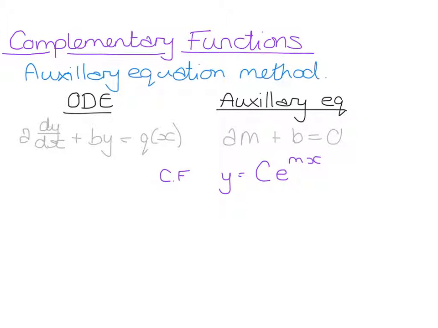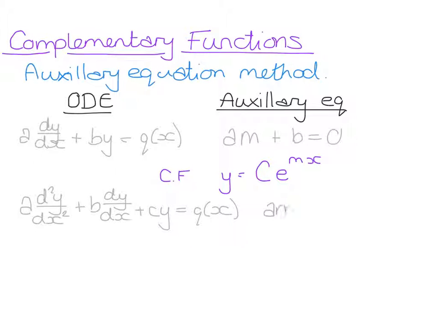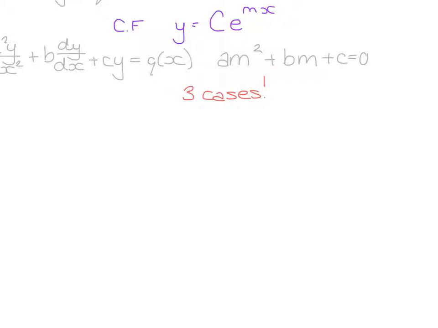Moving on to a second order ODE. For an ODE of the form a times d2y by dx squared plus b times dy by dx plus cy equals q of x, we have the auxiliary equation am squared plus bm plus c equals 0. This is not as straightforward for giving us a complementary function, as there are 3 separate cases which need to be considered, and each of these separate cases leads to a different complementary function. So let's have a look at these in more detail.